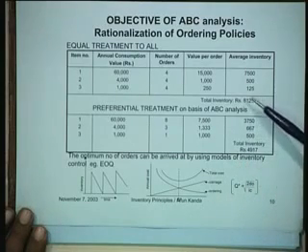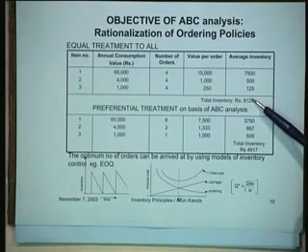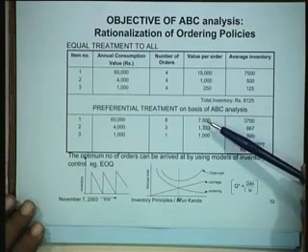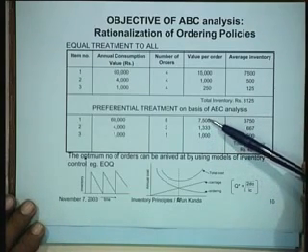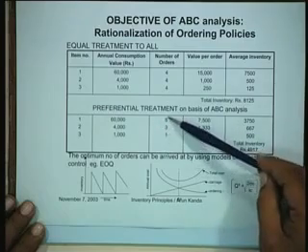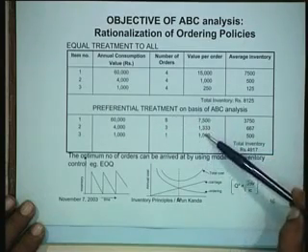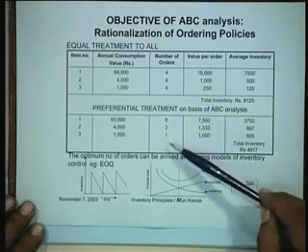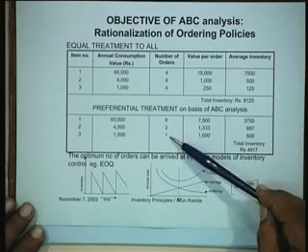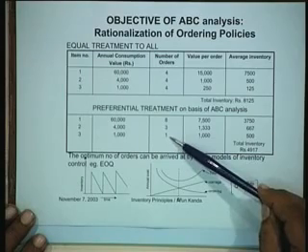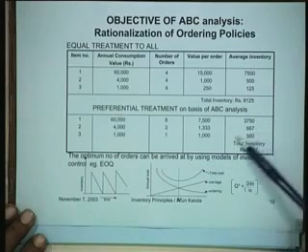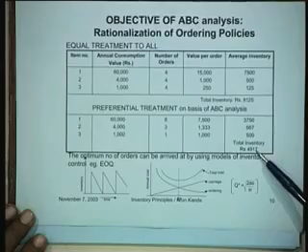What it shows is that by a simple procedure of giving a more preferential treatment to A class items, ordering them more frequently, increasing the number of orders, and giving a less preferential treatment to C class items, ordering them less frequently, you are able to cut down on the total inventory that you are holding.